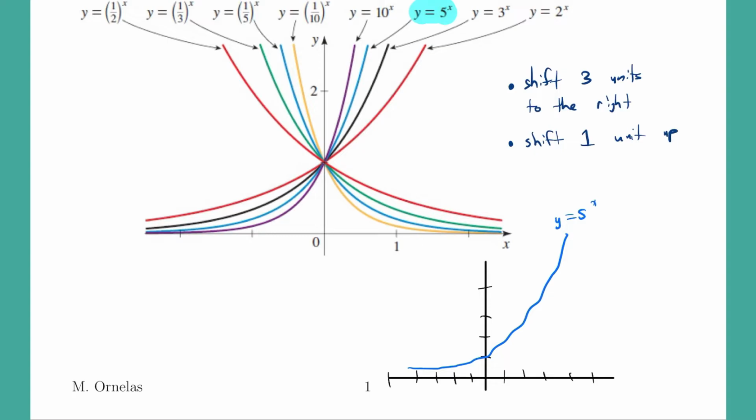I'll do it in red. And then instead of the horizontal asymptote being at 0, like it is for all of these functions, it's going to be shifted up 1 unit. So the horizontal asymptote will now be at 1 instead of 0. So let's do that in black. And the general shape of the graph stays the same. So now we just have to make sure it goes through that red point. And there it is.